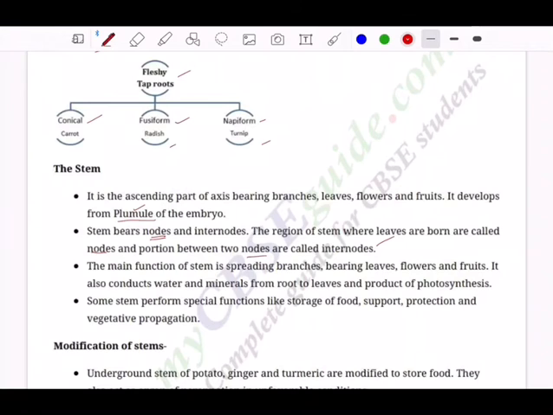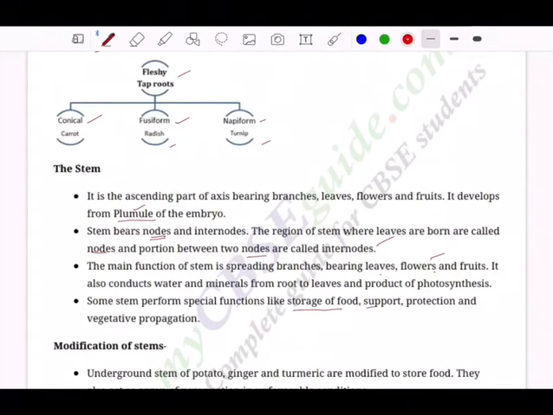The main function of stem is spreading branches bearing leaves, flowers and fruits. It also conducts water and minerals from root to leaves and of course undergoes photosynthesis. Some stems perform special functions like storage of food. See, normally storage of food is not the function of the stem. The function of the stem is to bear all this, right? So it is doing extra duty.